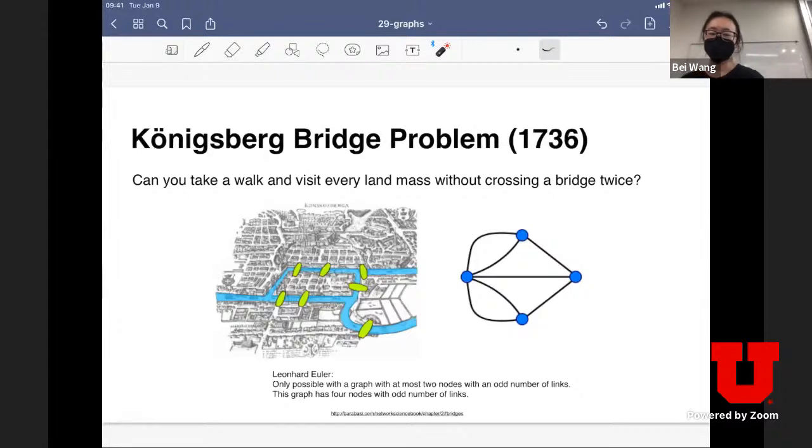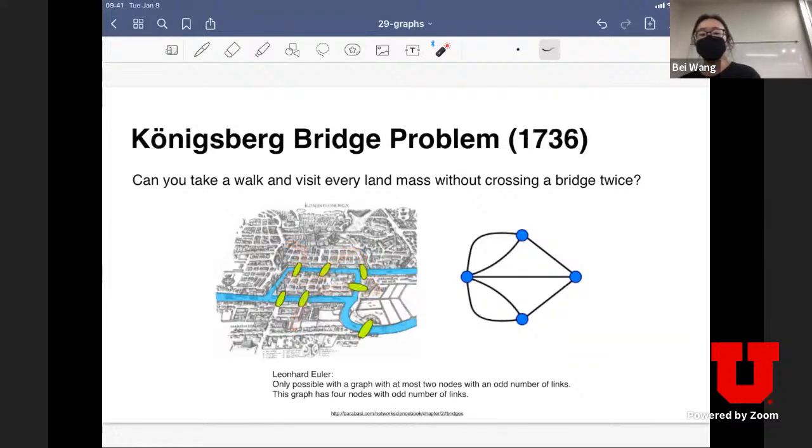Of course, whenever we talk about graph theory, we always talk about the origin of graph theory. This is arguably also the origin of topology. The problem is from 1736: there's a city, a piece of land and an island, and 7 different bridges. The question is, can you take a walk to visit every landmass without crossing a bridge twice? If I walk like this, can I do that?